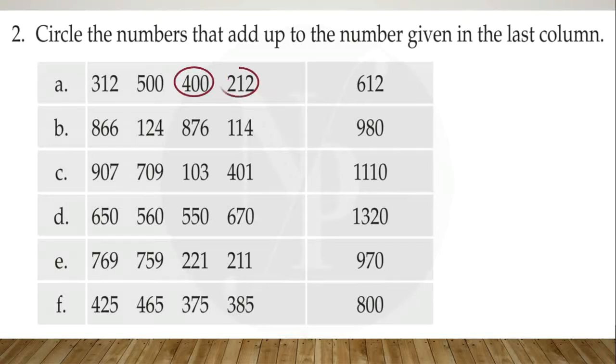ಈ ರೀತಿ ನಾವು appropriate numbers ಗಳನ್ನು choose ಮಾಡಬೇಕು, so that the sum should be equal to the number given in the last column. So by this what we mean is, ಇದರ ಅರ್ಥ ಏನಪ್ಪಾ ಅಂದ್ರೆ, if you add 400, the number circled here, 400 plus 212, ಈ ನಂಬರು, ಇದೆರಡನ್ನು ಆಡ್ ಮಾಡಿದ್ರೆ ನಿಮಗೆ 612 ಬರುತ್ತೆ ಅನ್ನೋದು ಇದರ ಅರ್ಥ.